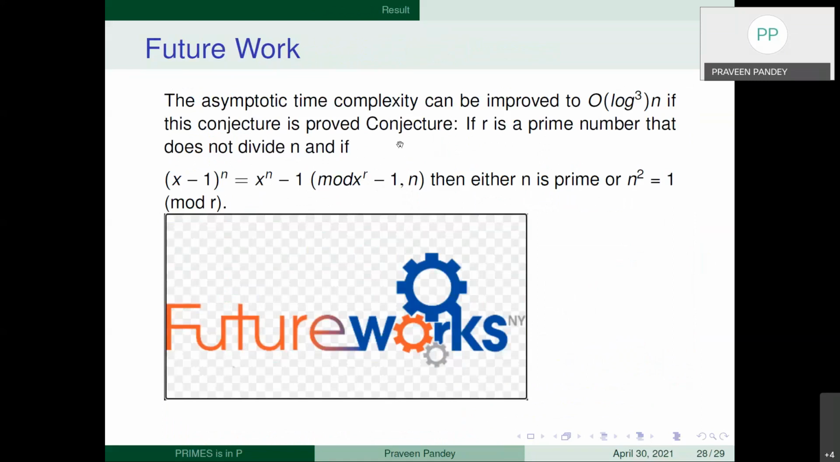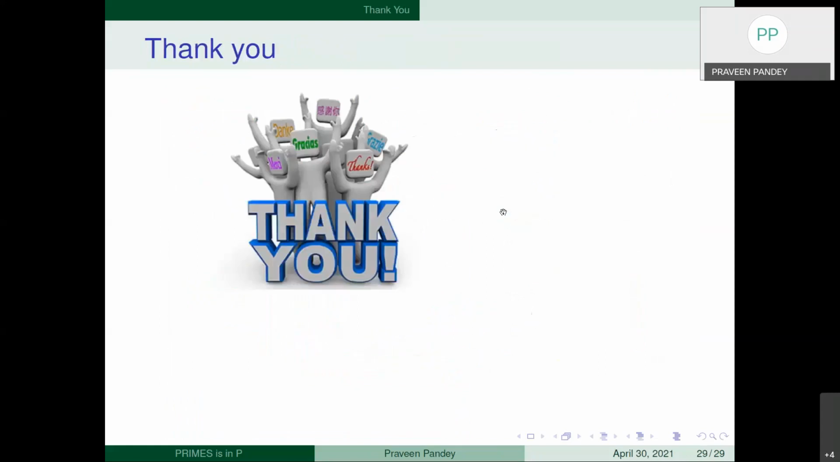We can further improve this complexity to O of log cubed n if this conjecture is true. The conjecture is that if r is a prime number that does not divide n, and if (x minus 1) raised to the power n equals x to the power n minus 1 mod (x raised to the power r minus 1, n), then either n is prime or n squared is equal to 1. So, I think it is covered.